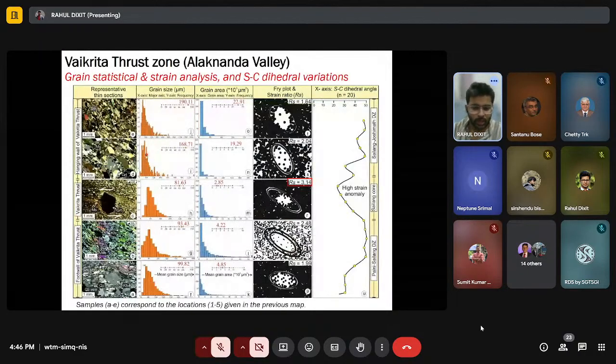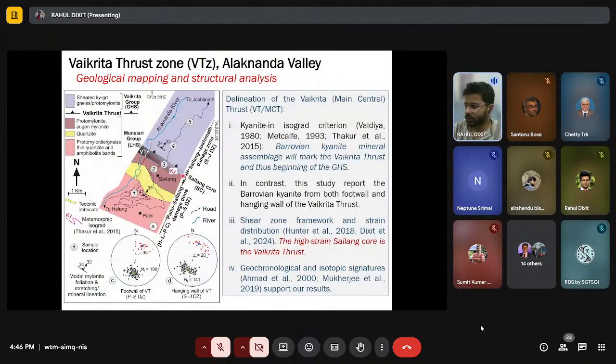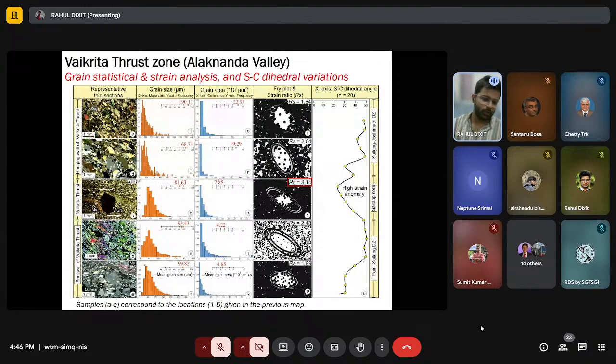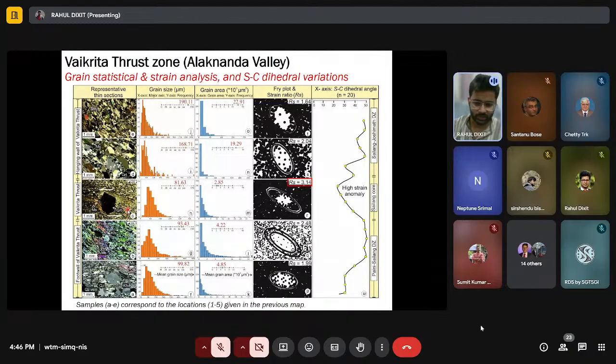So again, to locate this shear zone core in that region, we performed grain size statistical and strain analysis, and we took a few rock samples from the footwall. Then this sample, that is C, was from within the Vakrita thrust, and two samples were from the hanging wall of the Vakrita thrust.